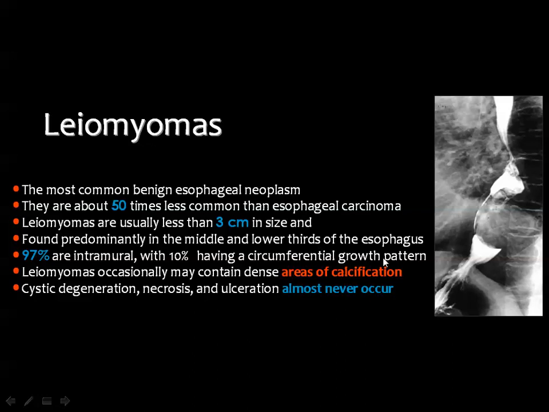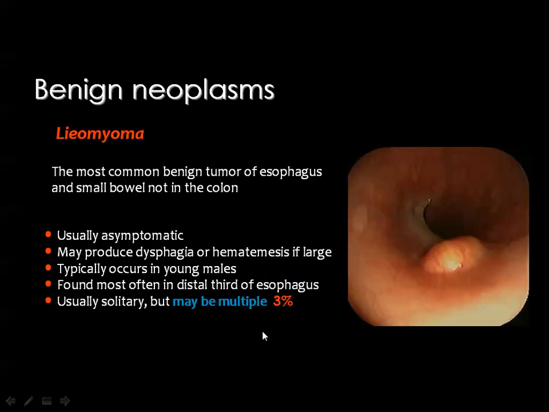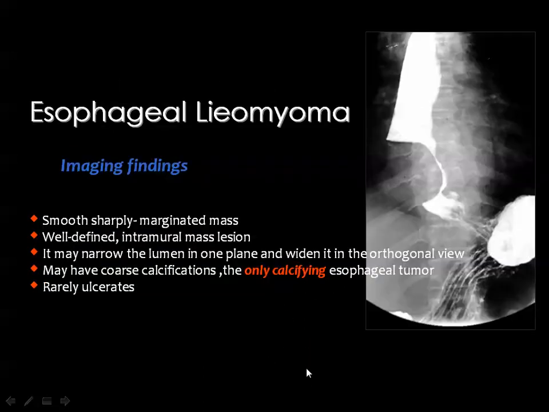esophageal cancer. Most of the leiomyomas are in the range of 3 centimeters, and they usually grow in the wall with exophytic extension into the adjacent area. Leiomyomas may contain areas of calcium, and they do not usually show central necrosis or degenerative changes or ulcerations. Most leiomyomas may be asymptomatic. If they are large, they may cause dysphagia, and they are typically seen in young males. The lesions are usually solitary and may be multiple in about 33% of cases.